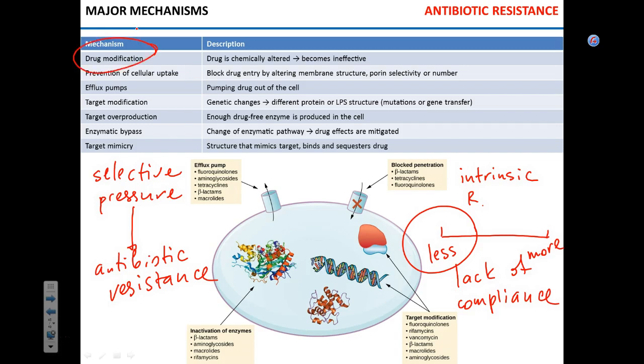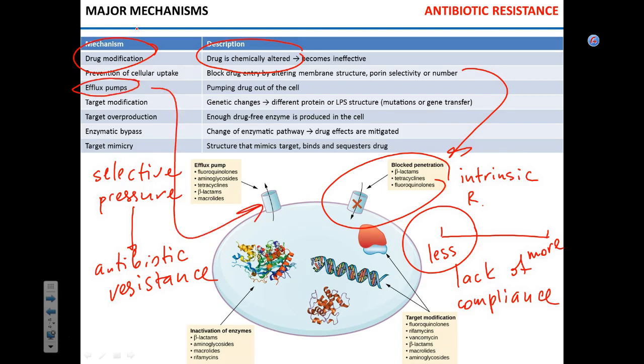First is drug modification. That's beta-lactamase. Beta-lactamase modifies a drug, modifies beta-lactam. Does that make sense? Penicillinase opens up the beta-lactam ring in penicillin. Cephalosporinase opens up the beta-lactam ring in cephalosporin. So it chemically alters the drug. A pretty obvious mechanism, prevention of cellular uptake. Drug cannot get in. Right? Efflux pumps. The microorganism pumps the drug out of the cell.